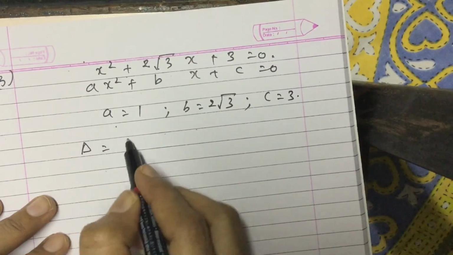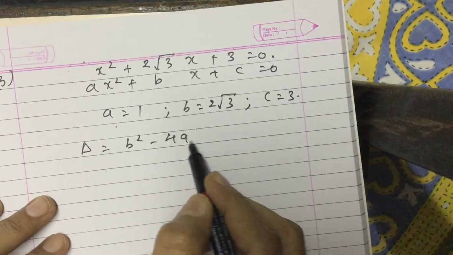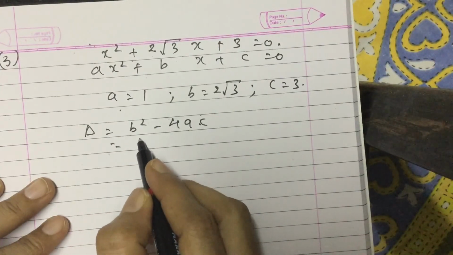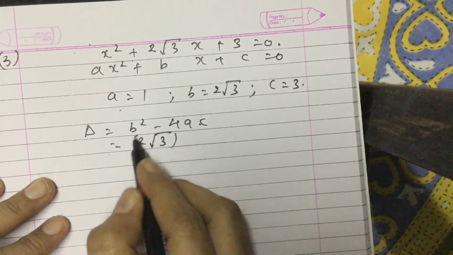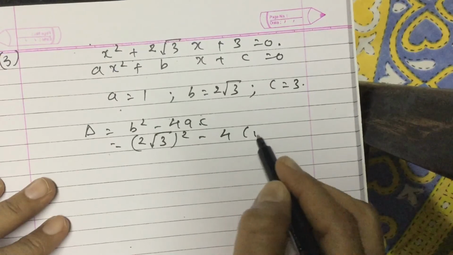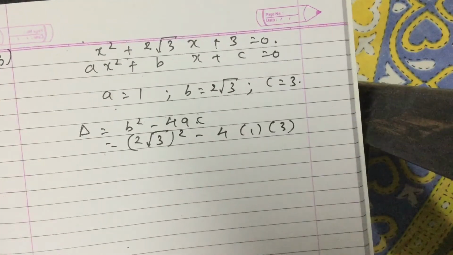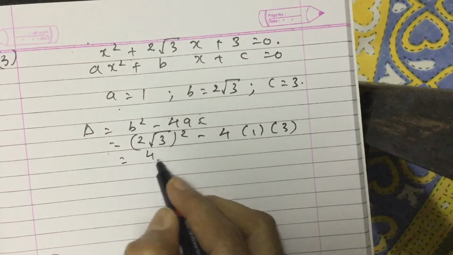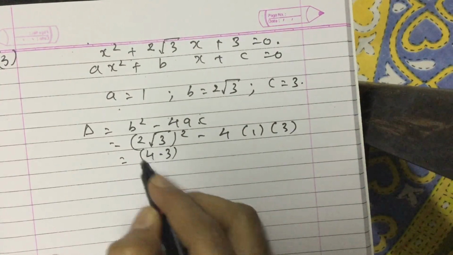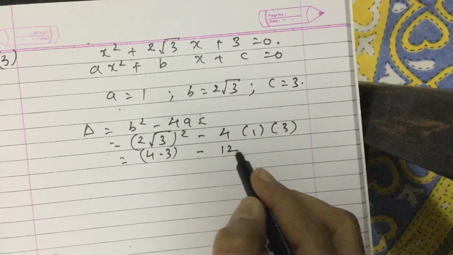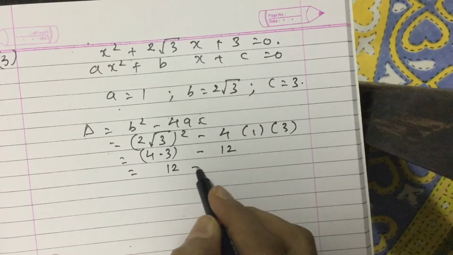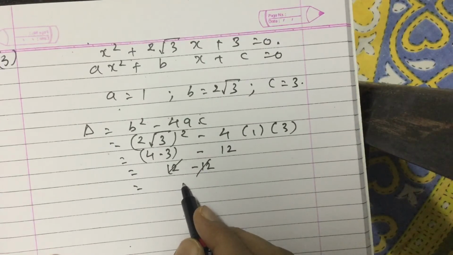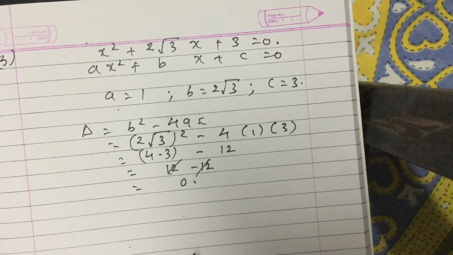We find the value of delta, which is b² − 4ac. The b value is (2√3) squared, minus 4 times the a value 1 and the c value 3. So 2 squared is 4 and the square of root 3 becomes 3. 4 ones are 4, 4 threes are 12, 4 threes are 12, minus 12, so the 12 cancels. The answer will be 0.